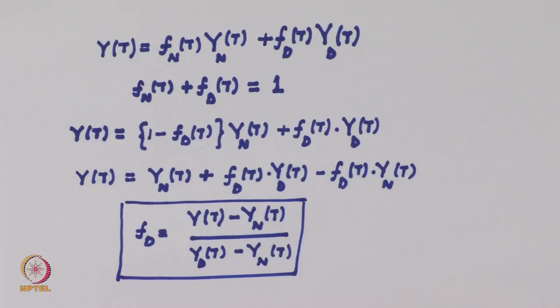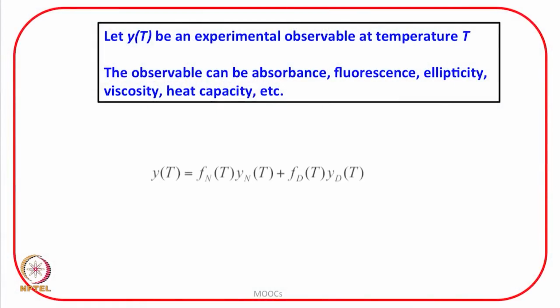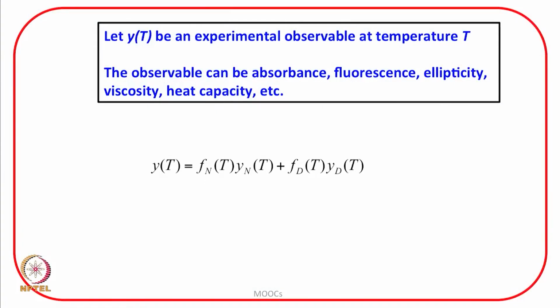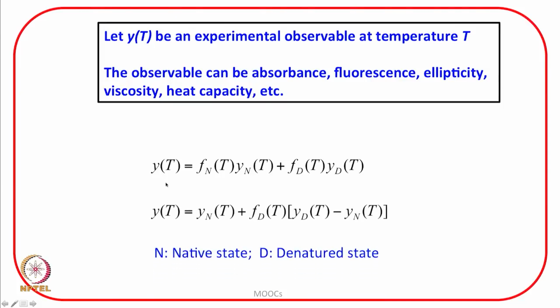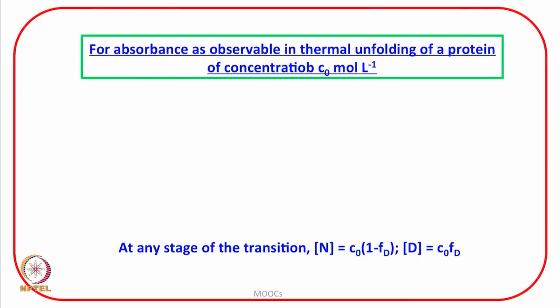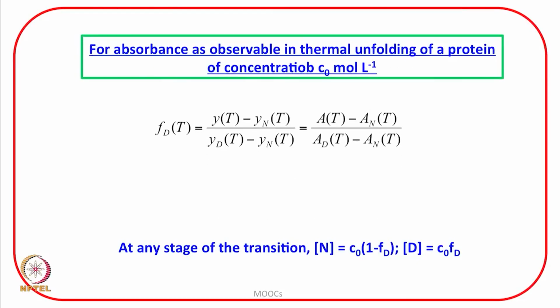Now, let us go to the slides. What we discussed is that we can express the observable property at any temperature, and by suitable rearrangements we can get this expression: Fd is equal to Yt minus Yn at temperature T over Yd at temperature T minus Yn at temperature T. And as we discussed earlier, this Y can be absorbance, fluorescence, ellipticity, or any observable property.